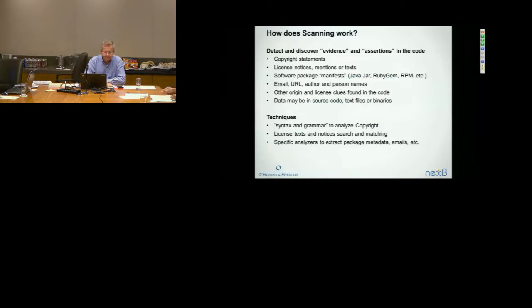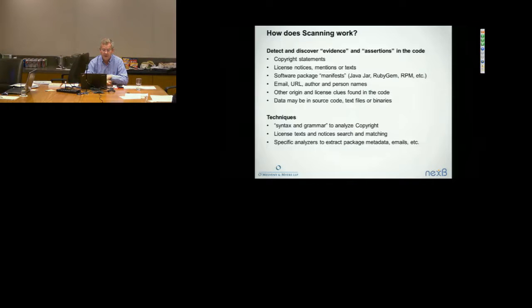So how does scanning work? As I said earlier on, when we talk about scanning, we're looking for evidence. That means things that are found explicitly in the code. An example could be a copyright notice at the top of the source file. It could be a license file, which could be at the top of a GitHub repository or buried down somewhere further down. It could be a license notice in a source code file again.